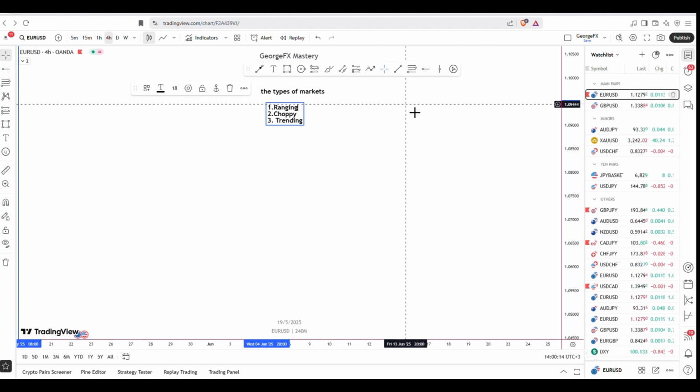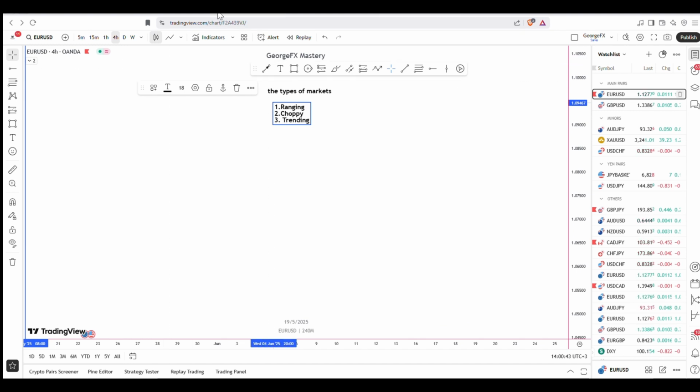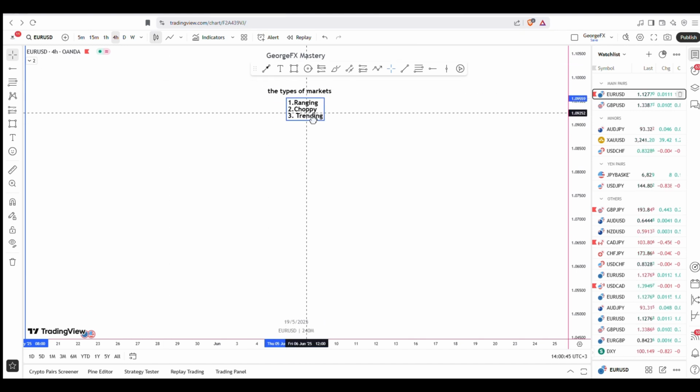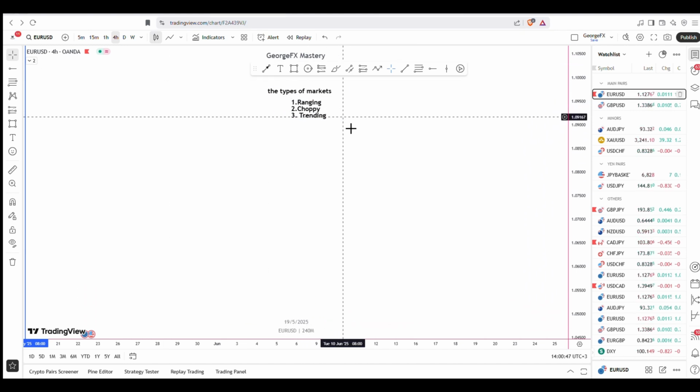So these are the three types of markets that we're going to be looking at in this particular forex space. We will start with ranging markets. We're going to look at them in detail to see how best to trade them, how best to capitalize on them, and how to understand them when you see them on your chart.